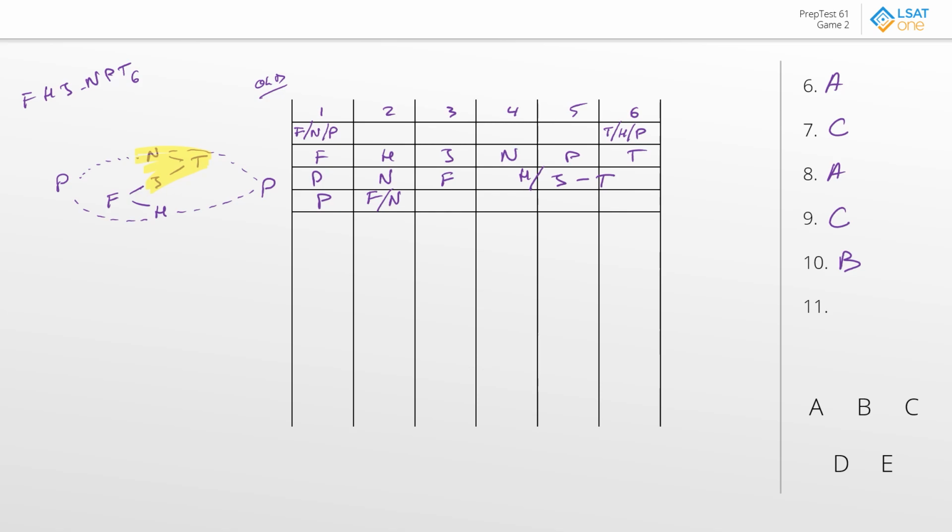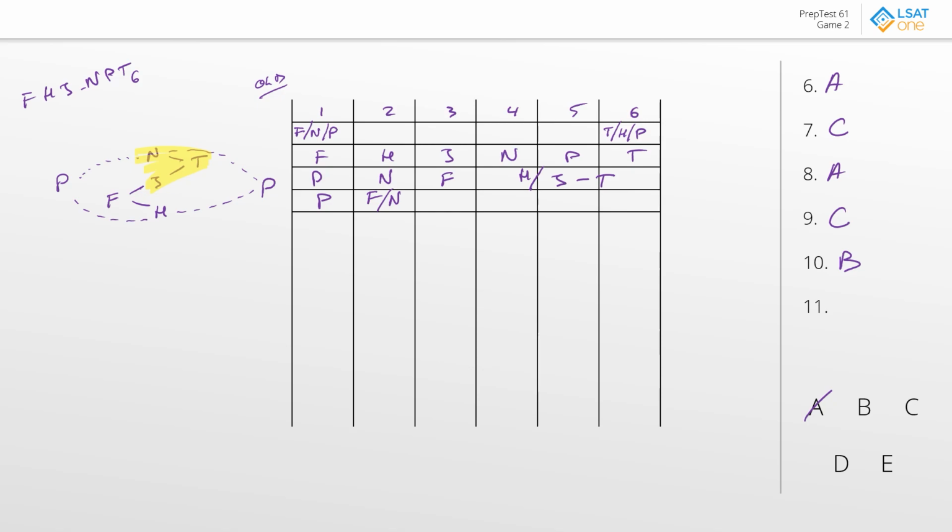Answer choice A. T is older than H, and not, wait, that's already kind of a write-off, isn't it? Because T never had to be older than H. H could have easily stretched after T. So since this never had to be true, we can get rid of answer choice A right there.